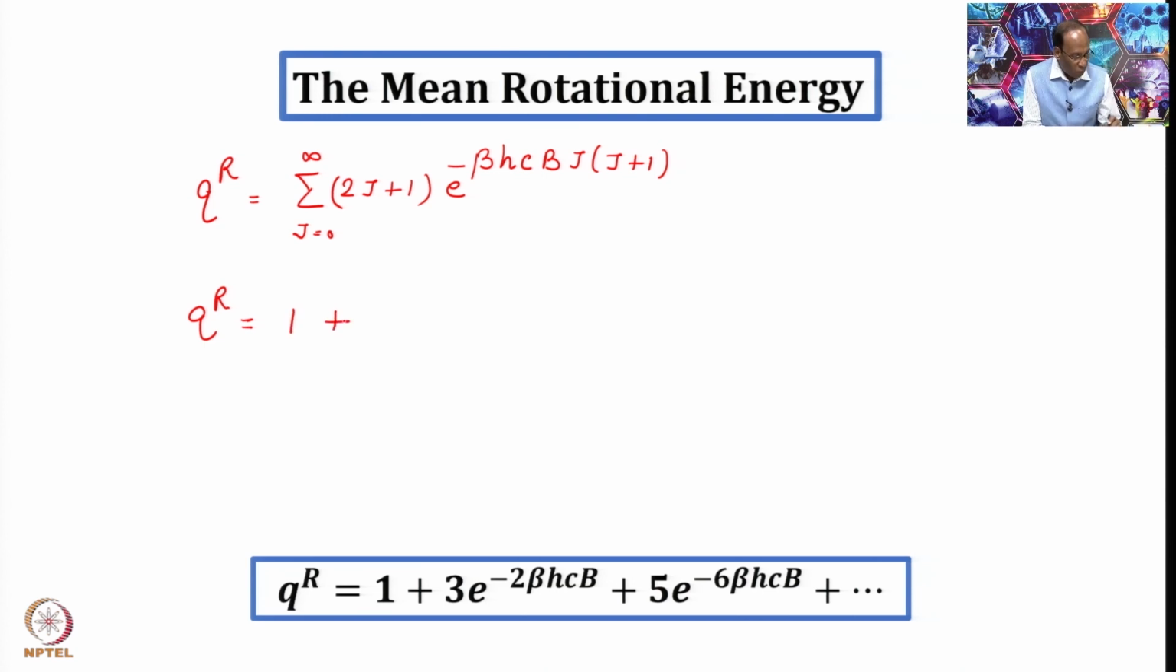Second, when j is equal to 1, 2 into 1 plus 1 is 3, and the exponential is minus 2 beta hcB. This is for j equal to 1. Now put j equal to 2: 2 into 2 is 4, plus 1 is 5, and the exponential for j equal to 2 has 2 into 3, which is 6, so 6 beta hcB, plus so on.